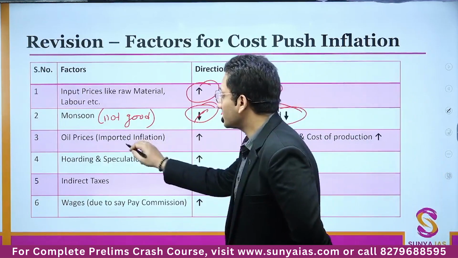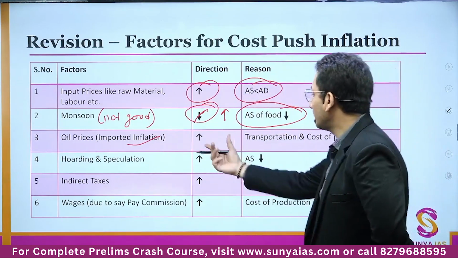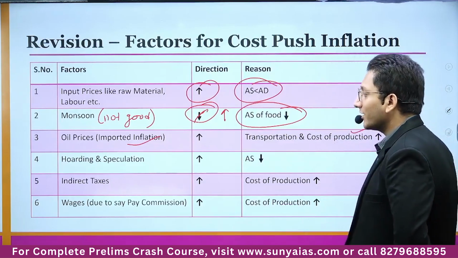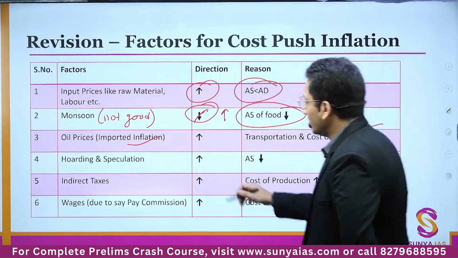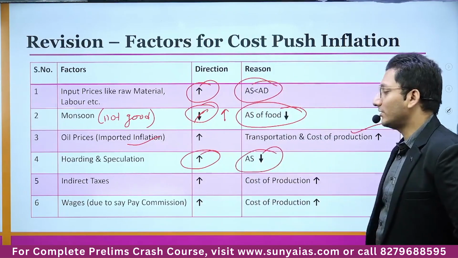If the oil prices, imported inflation, that is, if that increases, the inflation will increase because transportation and cost of production will increase. Hoarding and speculation, agar ye zyada hoga, then what's going to happen? The inflation will increase because the aggregate supply will decrease.